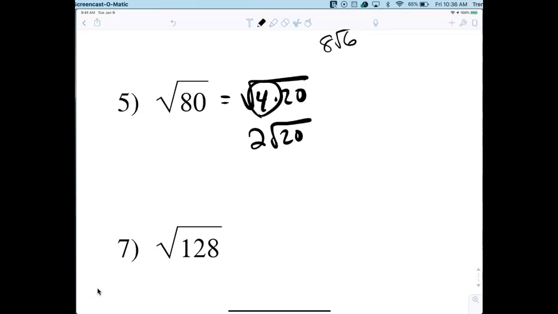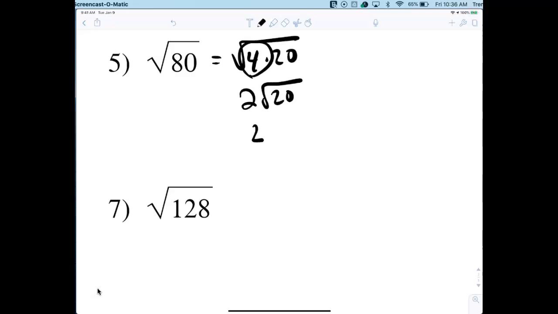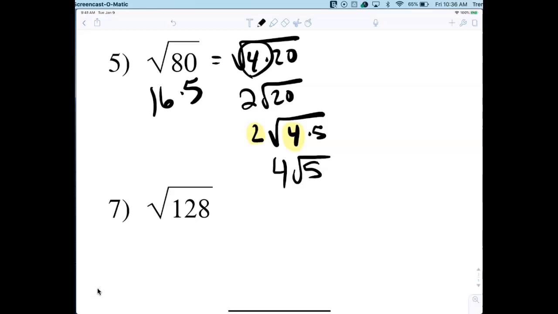Is there a perfect square in 20? 4 and 5. So here we go. 2 square root of 4 times 5. What's the square root of 4? There's a 2 out there already, so it becomes 4. The answer: 4 radical 5. I wish everybody in here would know 80 as 16 times 5. That's on almost every test. 16 times 5 is 80. That's quickest because the square root of 16 is 4.